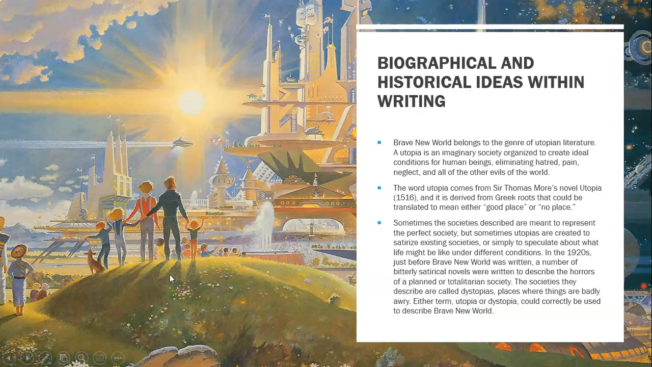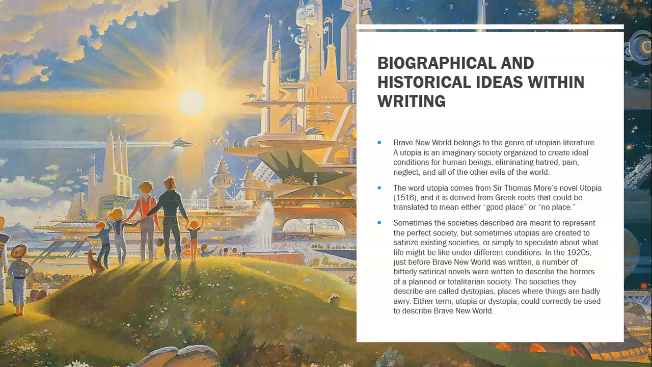So I want to begin by talking about what exactly is the background of utopia, dystopia, and also what Huxley really does, which is more anti-utopian than dystopian. Brave New World belongs to the genre of utopian literature. Utopia is, of course, the imaginary society that's organized to create an ideal condition for human beings to live in. It eliminates hatred, pain, neglect, and basically the evils of the world.